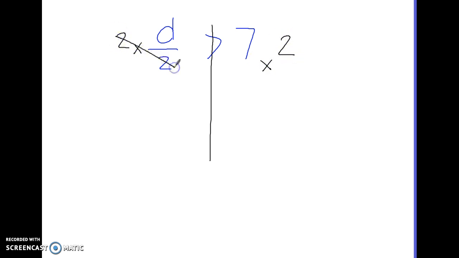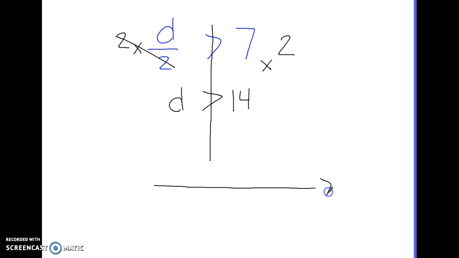These will make a 0 pair, and I will be left with d. 7 times 2 is 14. And my symbol will stay the same, so I will have greater than. D is greater than 14 is my answer.